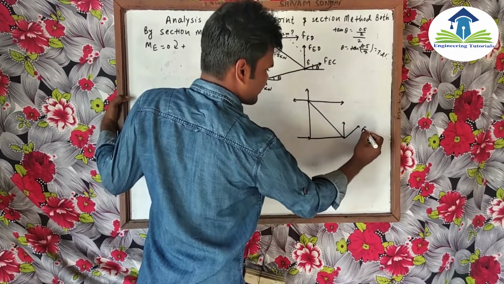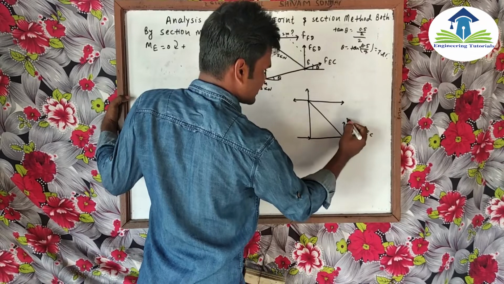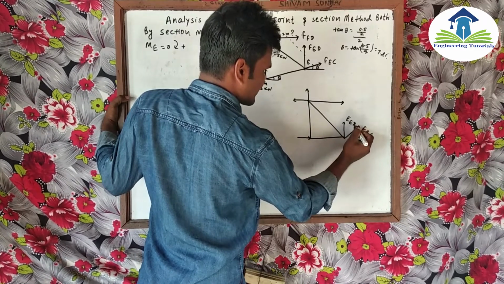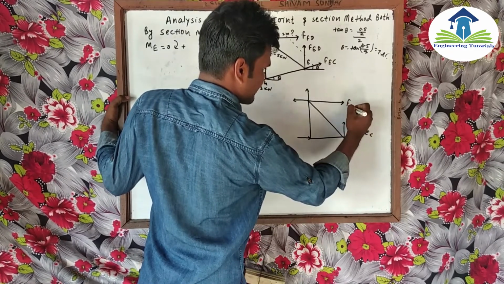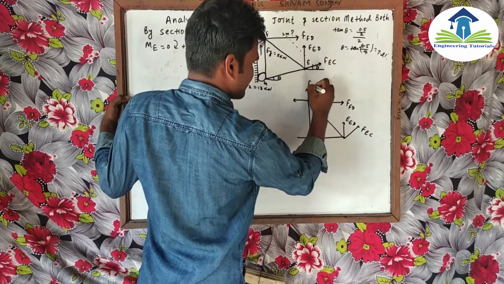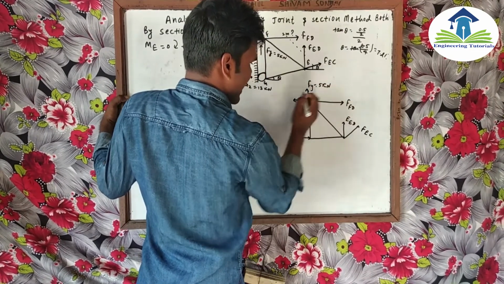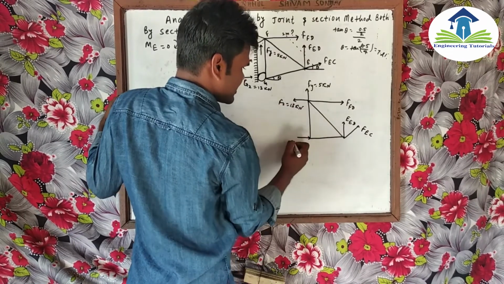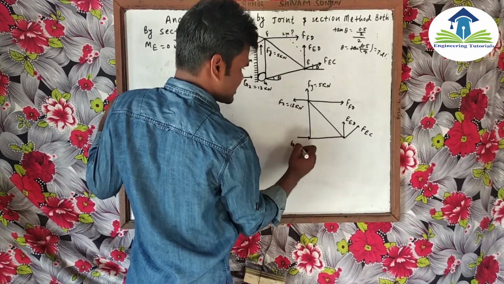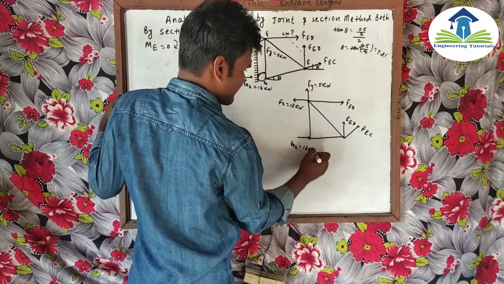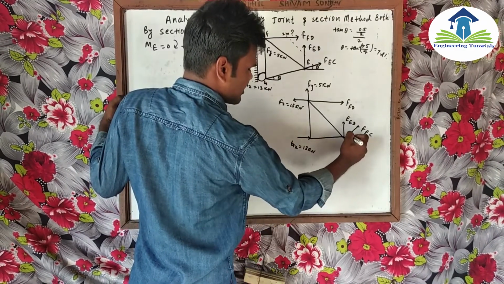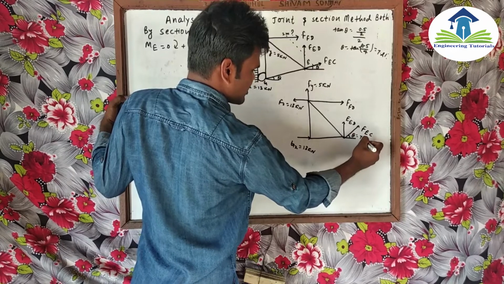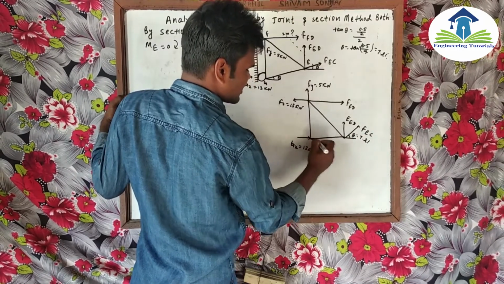So this is FEC, this is FED, and this is FFD, and this is Fy 5 kilonewton, and this is Fx 30 kilonewton, and this is Gx, this is 30 kilonewton, and there is an angle, theta 7.21. There is also theta.